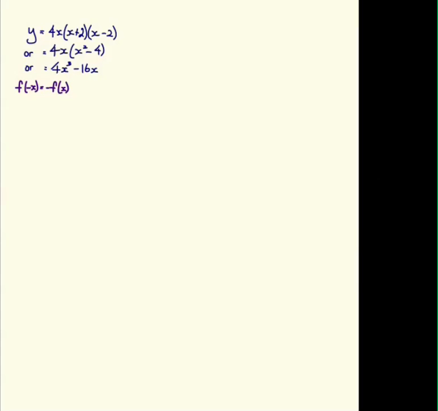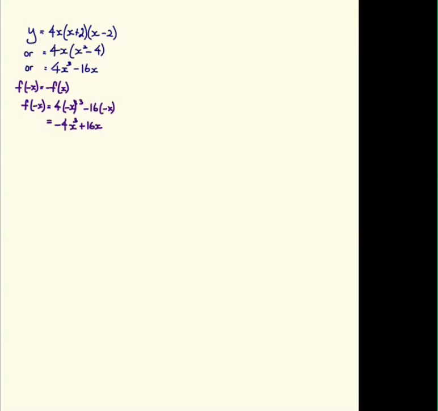So when I substitute negative x into this equation, the function of negative x equals 4 negative x, put that bracket there, cubed, minus 16 minus x. And that then gives us negative 4x cubed, because negative x cubed is still negative, plus 16x, because negative and negative is positive. So there's the first one.